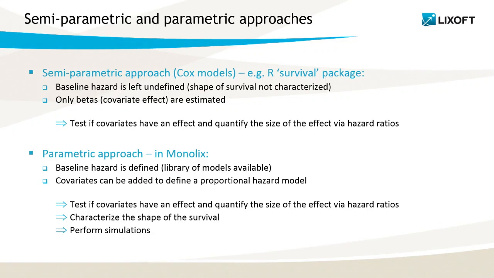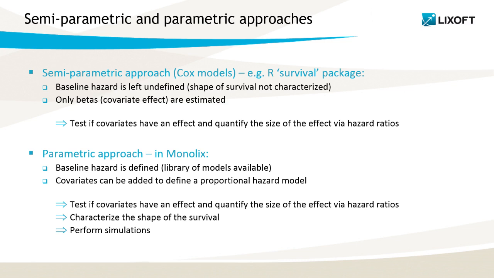In Monolix, we use a parametric approach where it is necessary to define the baseline hazard. To make it easy for the user, a library of the most common models for the baseline hazard is available in Monolix. It is then possible to add covariates in such a way that we get a proportional hazard model with on one side the effect of time and on the other side the effect of the covariates. If we have such a model, we can calculate and interpret hazard ratios exactly as in the semi-parametric approach. In particular, Monolix outputs the estimated betas and the standard errors.